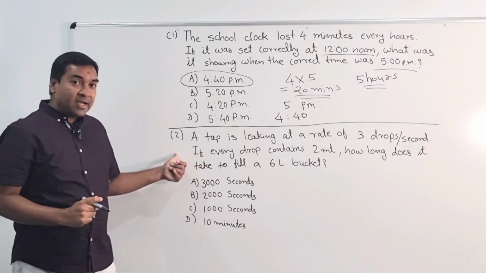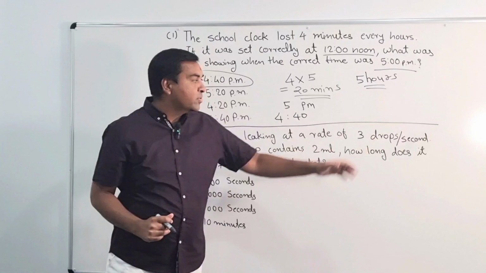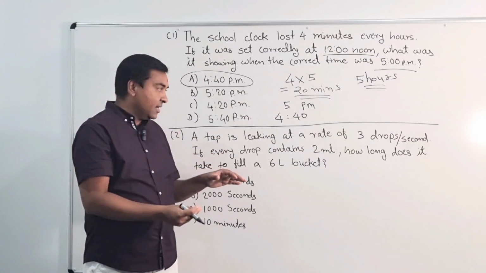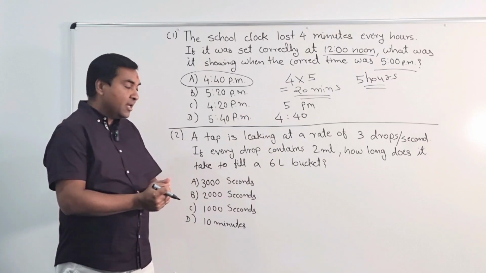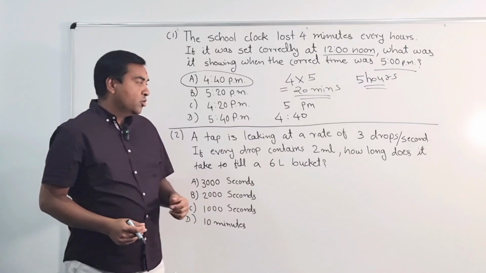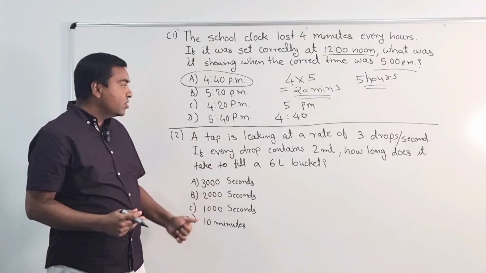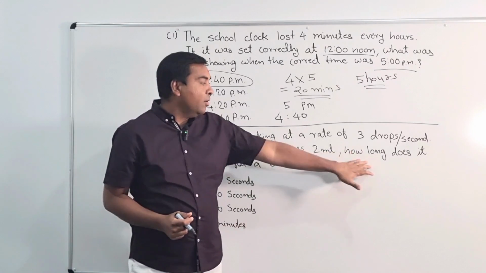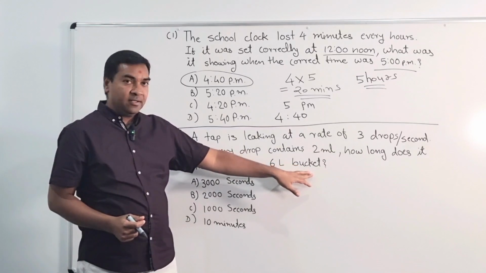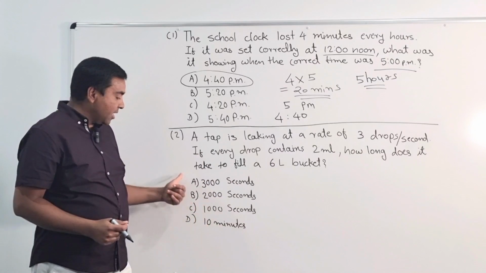Now in the second question, guys, a tap is leaking at a rate of 3 drops per second. So the tap is leaking and every second there are 3 drops leaking. If every drop contains 2 milliliter, so in one drop there's 2 milliliter of water or liquid, whatever it is, how long does it take to fill a 6-liter bucket? This is a wonderful question, guys, and we're going to find out the answer.